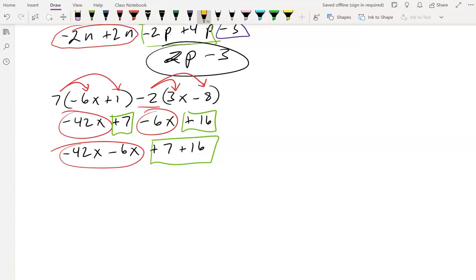Remember, subtraction is adding the opposite. So I'm going to add the opposite of 6x, which is negative 6x. Negative 42 plus negative 6 is negative 48x. And positive 7 and positive 16 combined together, that is positive 23. Negative 48x plus 23. We have distributed and we combined like terms to simplify these expressions like nobody's business.